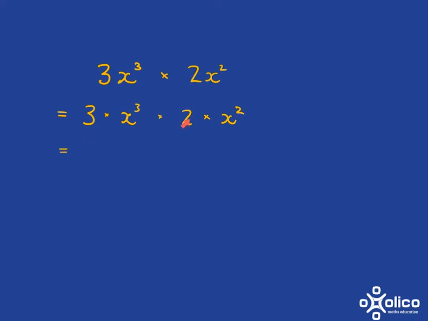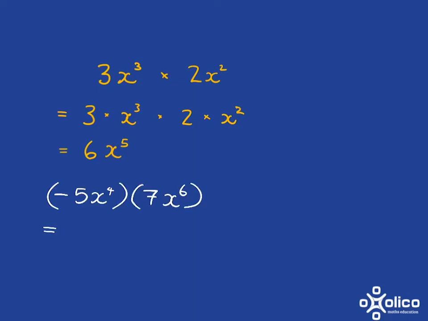Now we want to work it out. We're going to say 3 multiplied by 2, that gives me 6. And then we're going to say x cubed multiplied by x squared. And x cubed means you've got 3 x's multiplied together. X squared means you've got 2 x's multiplied together. So in total, you'll have 5 x's multiplied together. So remember, our rule for exponents is if we're multiplying the numbers, we add the exponents.